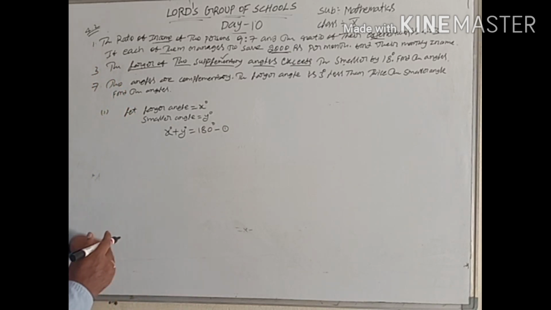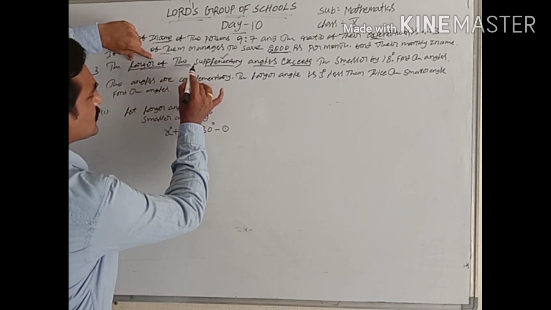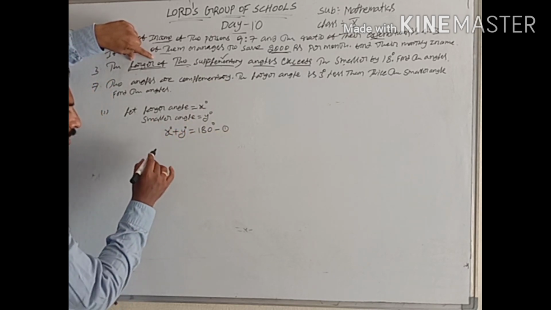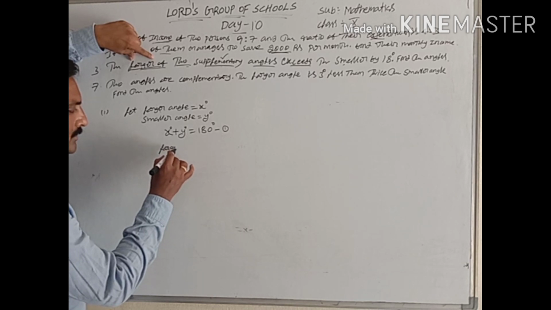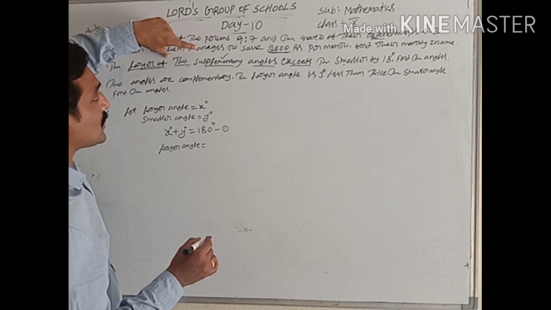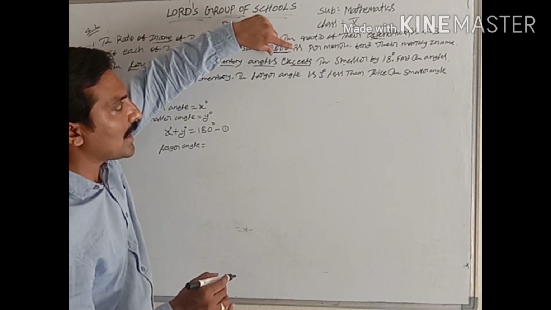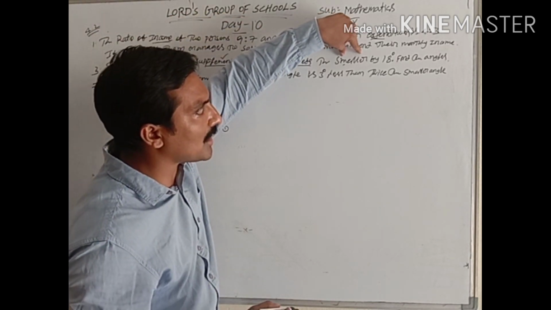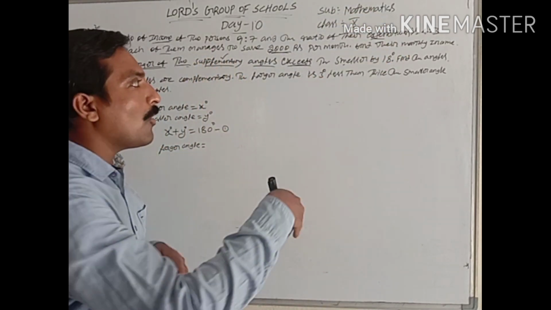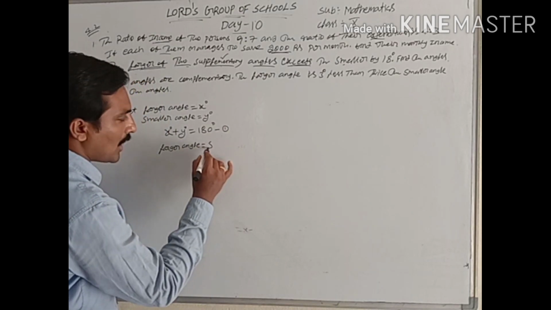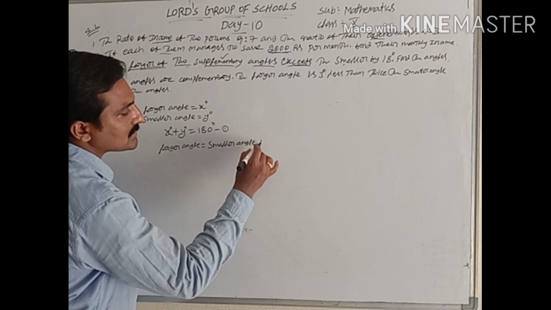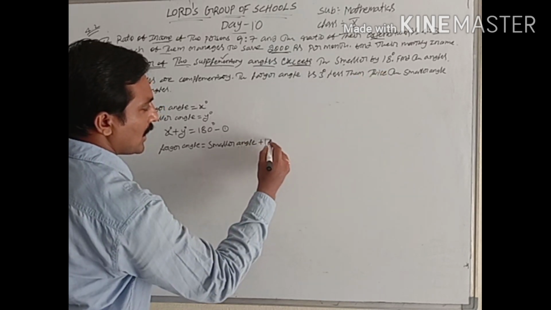Next, the problem condition is there. The larger of two supplementary angles means, in these two angles, the larger angle is equal to the larger of two supplementary angles exceeds the smaller by 18. Exceeds means more than the smaller, means smaller angle plus how much more? 18.